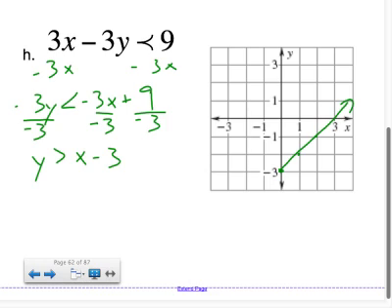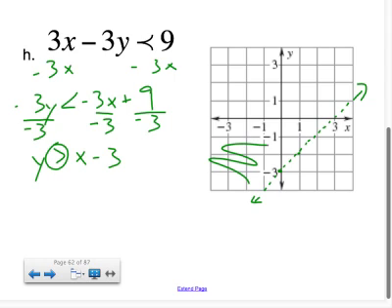Oh, and I actually screwed that up because since it's strictly greater than, it's got to be a dotted line. So negative 3 is my y-intercept. Slope is 1. And the reason for the dotted line is that anything that lies on that line is not a solution. And then again, you can pick (0, 0), or since it's greater than, that just means shade everything up above the line.